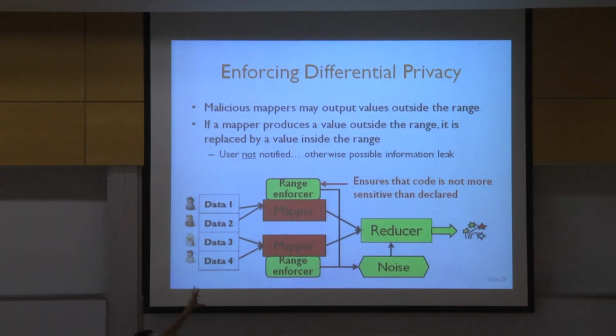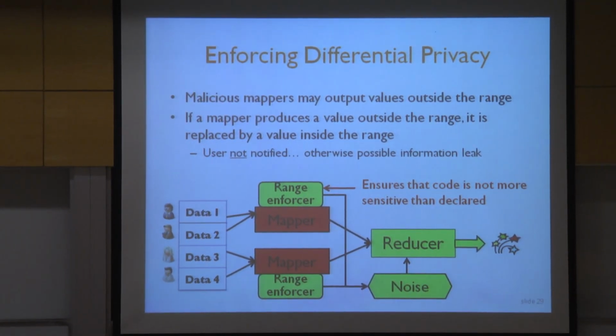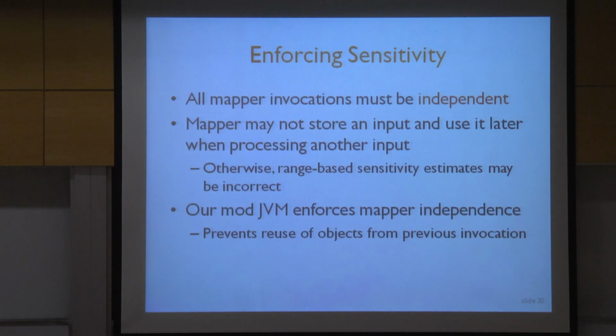And here is how it works. So you have range enforcers on mappers. They ensure that all values that come out of it lie inside the declared range. Then these things go into one of the trusted reducers, which adds noise. And the amount of noise that is being added is proportional not to the true sensitivity of the code, but to the declared range of outputs, which is an overestimate of sensitivity. So this is a very kind of hairy, complex way of doing it, but it's the best we've got. And then when you produce the results, they are differentially private.